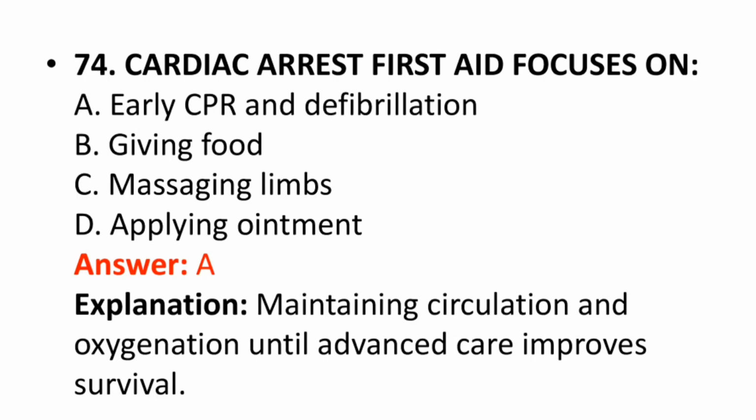Cardiac arrest first aid focuses on: option A, early CPR and defibrillation. Option B, giving food. Option C, massaging limbs. Option D, applying ointment. The correct answer is option A, early CPR and defibrillation. Maintaining circulation and oxygenation until advanced care improves survival.